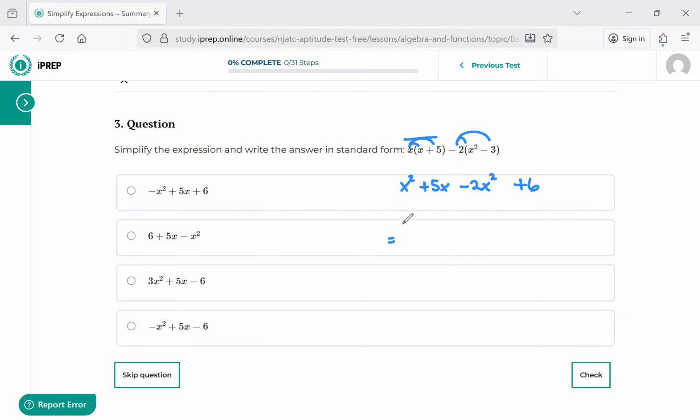Okay, and then it's all about collecting like terms. Start with the highest power. You have an x squared and a -2x squared. Just add the coefficients. What's 1 minus 2? -1 x squared. Your next highest power is 5x, and I don't see any other x's, so bring that down. And my constant is 6. So it's going to be -1 x squared plus 5x plus 6.